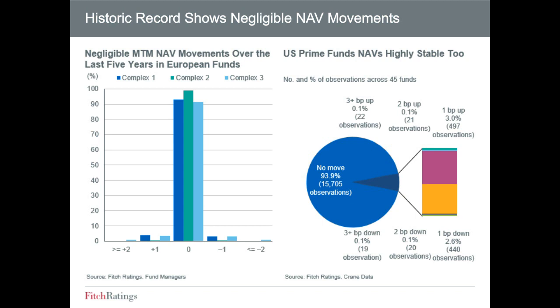So Alistair, looking at that left-hand chart, you're saying 90+% of funds would have a movement of less than 1% in their asset value. Is it? Well, less than 1%. This is expressed in basis points. Okay. So the answer is yes. They've shown absolutely negligible movements. This is over a 5-year period.